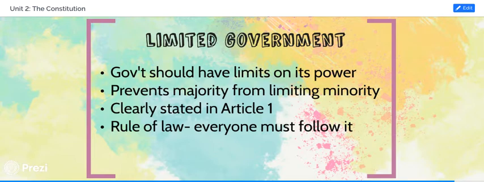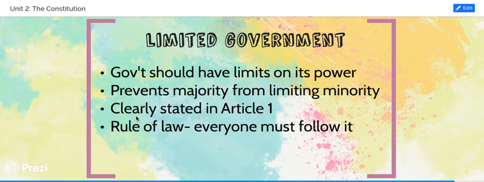Now we go to limited government, all right? It should have limits on its power. That's how we feel about government. Now, other governments across the world do not feel the same way, but we here in the United States, based on our colonial past, that's how we feel, all right? This prevents the majority from limiting the minority. So if you have minority views or you are in the minority politically, religiously, ethnically, socioeconomically, whatever, if you are someone who is not with the majority, your rights should not be smaller because you do not feel the same way as the majority, okay? Your rights should be equal. It's not pie. There's enough pieces to go around, okay?